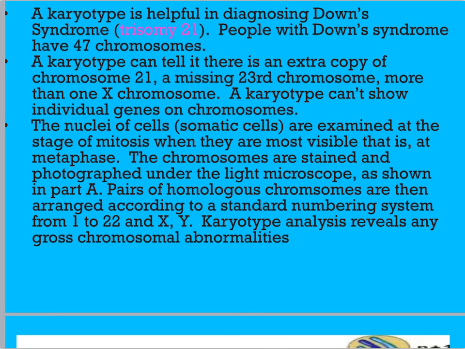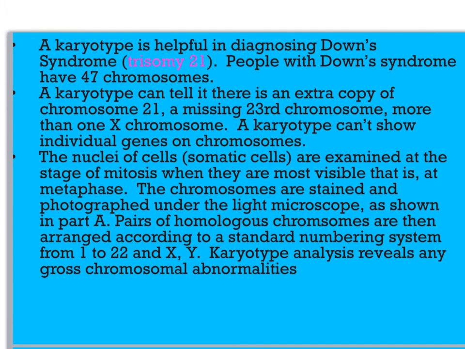So this is just putting it into writing what I just showed you. A karyotype is helpful in diagnosing Down syndrome. So again, someone with Down syndrome will have 47 chromosomes. So they will have 3 chromosome number 21s. Okay, so you can tell if you have an extra copy of number 21, or maybe if you're missing a chromosome, or if you have 3 X's instead of just 2.